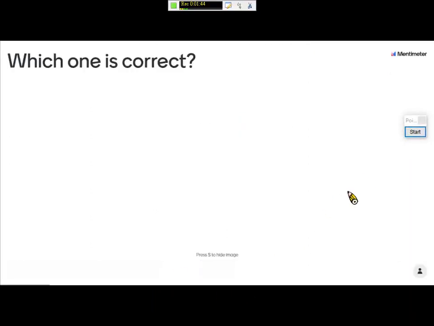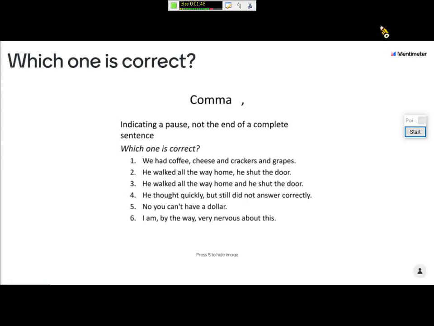And how about this one? Comma. It's very difficult to use a comma correctly. And now look at this one. Among the 6 sentences, there's only one using a comma correctly.